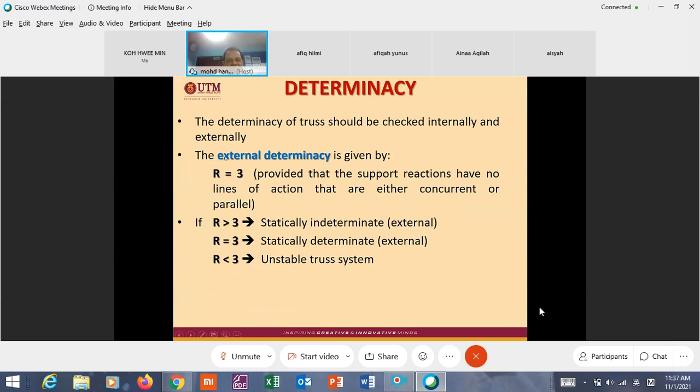For the external redundancy, it is simple, easy. Just check whether R equals 3 or not. What is external and internal determinacy? External means reactions. Internal means member forces. For external determinacy, if reactions are greater than 3, we call it statically indeterminate. If it is 3, statically determinate, and if it is less than 3, then it is unstable.